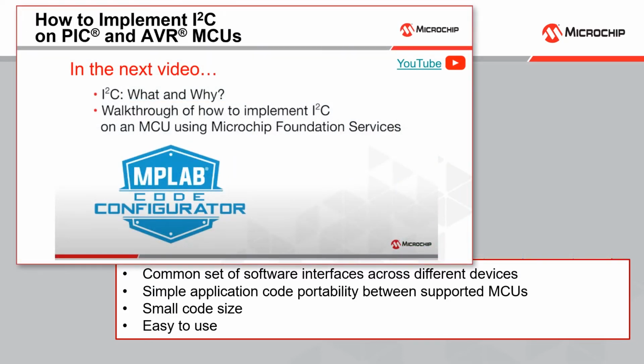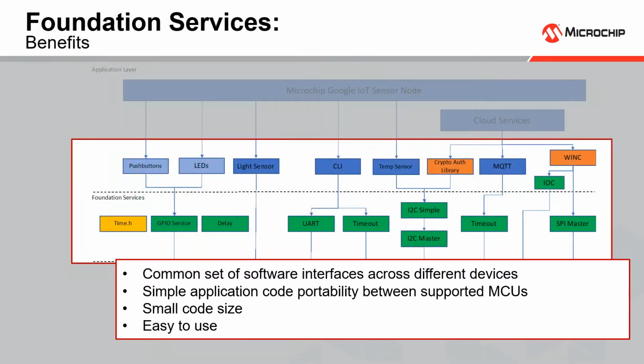For example, have a look at the video how to implement I2C on PIC and AVR. In this video, Patrick demonstrates how to talk to an I2C slave, and after getting the application working on a PIC, he'll move it to an AVR. It gives you a small code size, and the ease of use of Foundation Services will be demonstrated in some of the videos in this series.